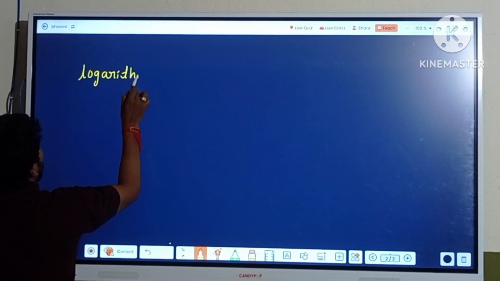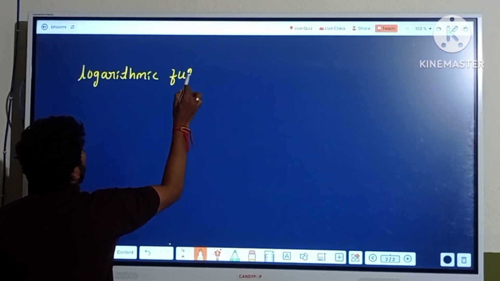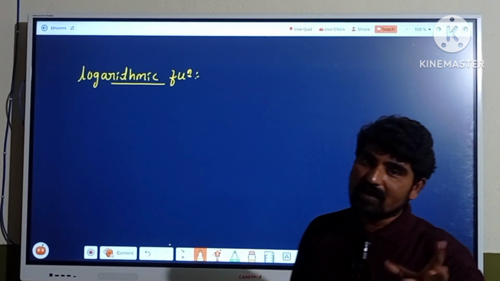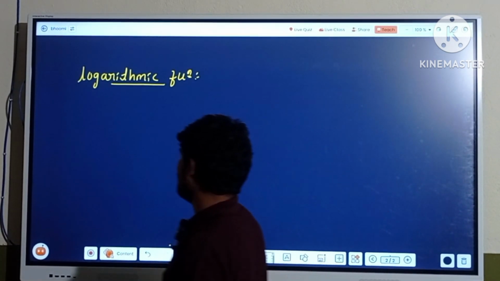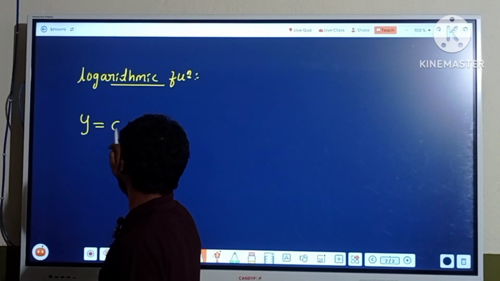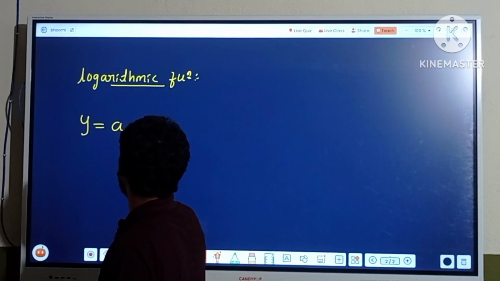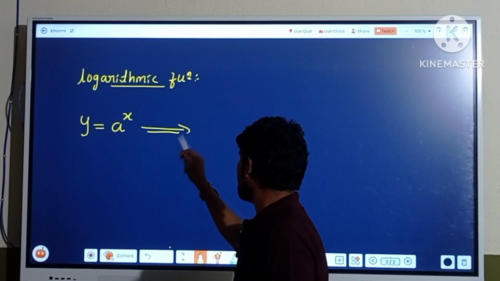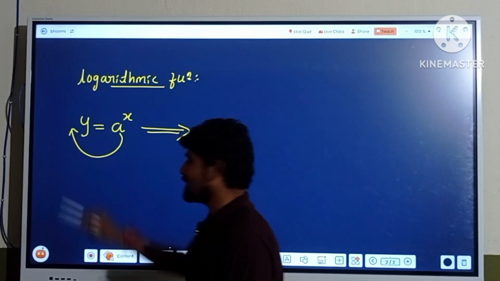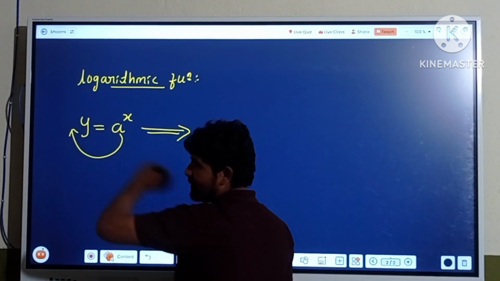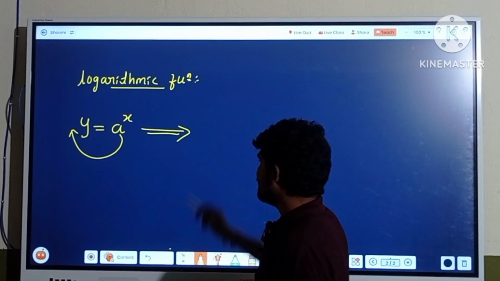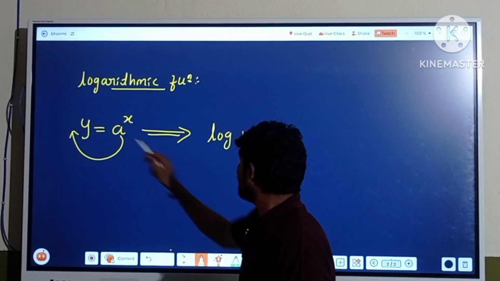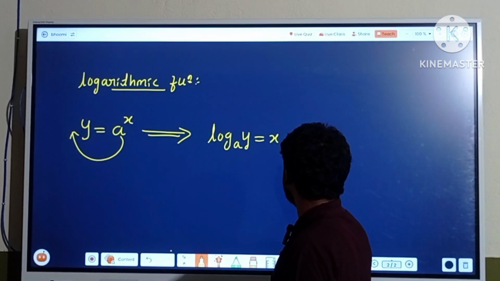Logarithmic function. The logarithmic function is a function which is derived from the exponential function. As you know, the exponential function is of the form y is equal to a power x. From this only we are going to derive the logarithmic function. The logarithmic function is obtained by shifting the base a towards the left side. When we shift the base towards the left side, it is automatically converted into log format. So if I shift a towards the left side, it becomes log y to the base a is equal to x.